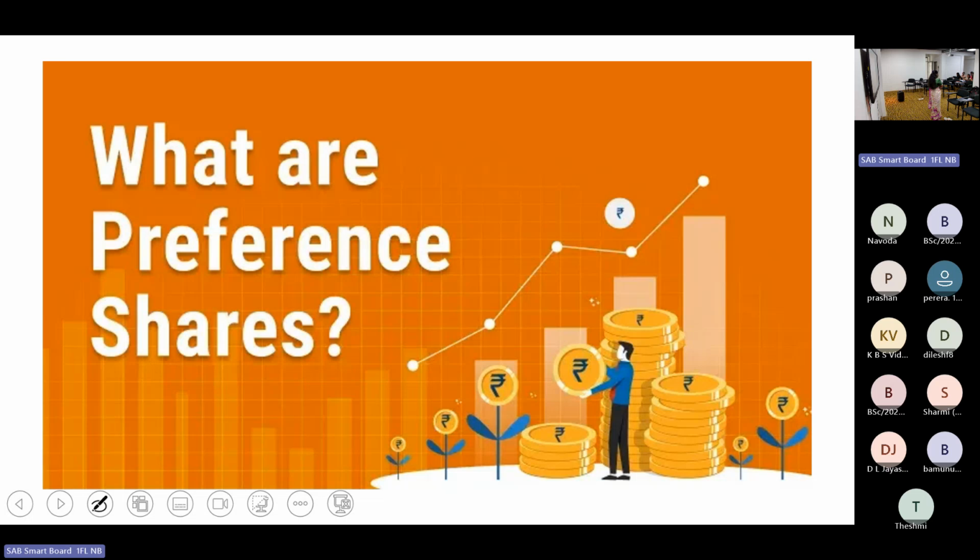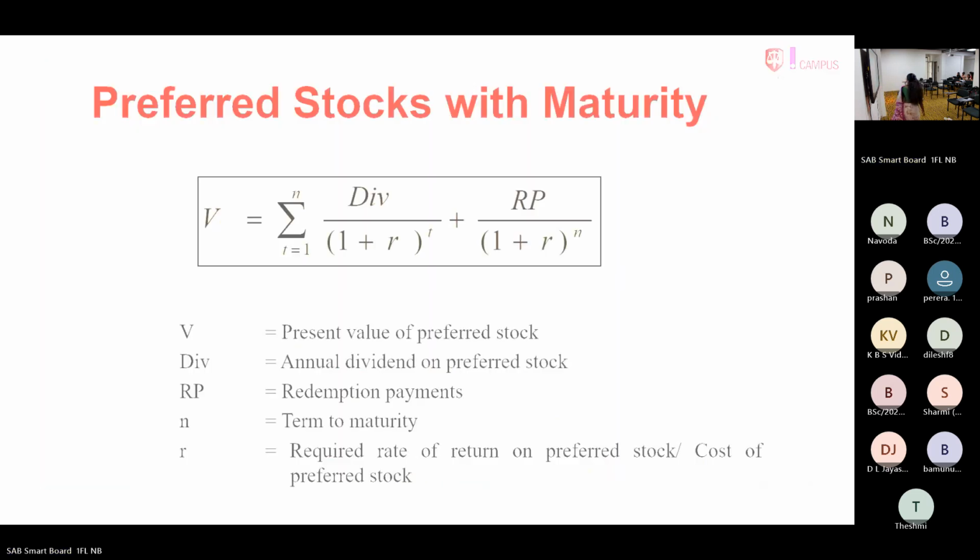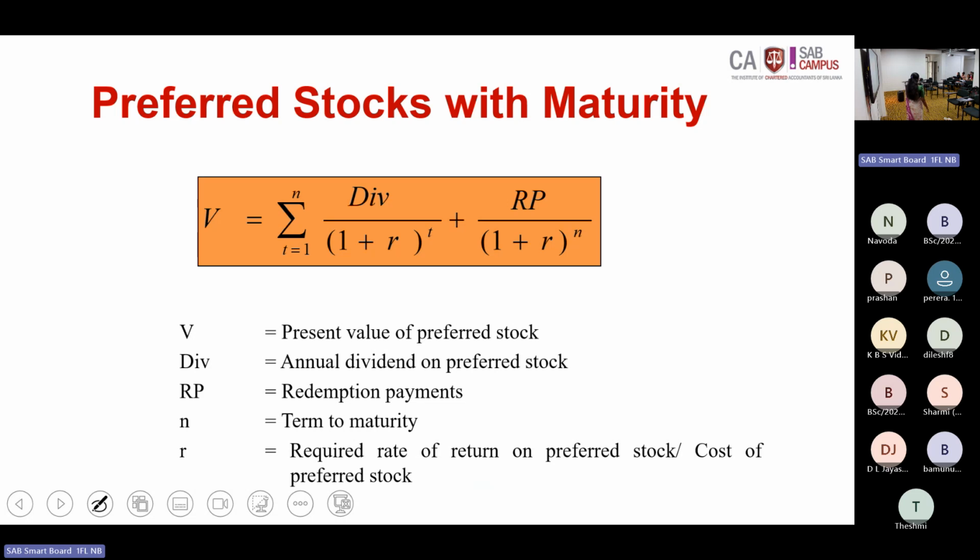But the thing is, we have two preference share types. What are the types of preference shares? Preference shares can be divided into two. Yes, preference shares which have a maturity, and the other one, preference shares which don't have a maturity, right?